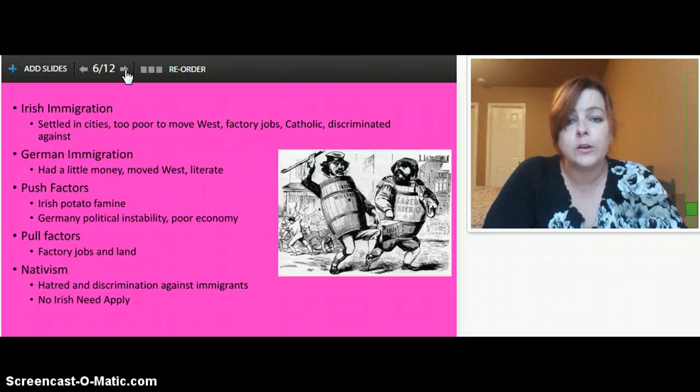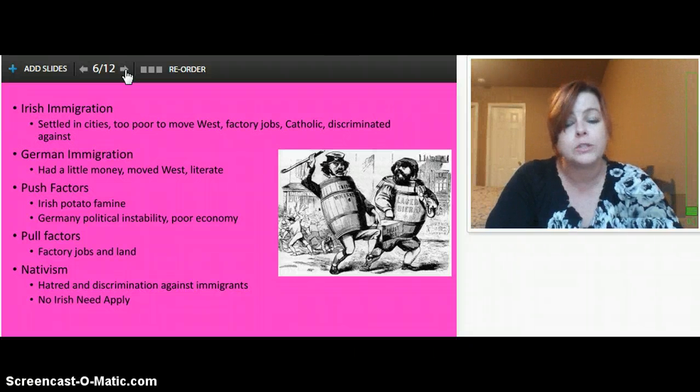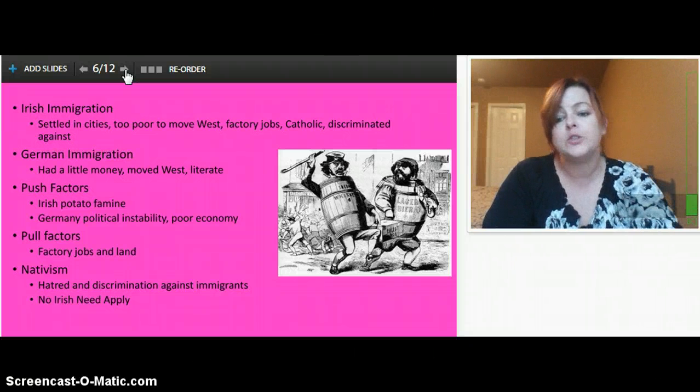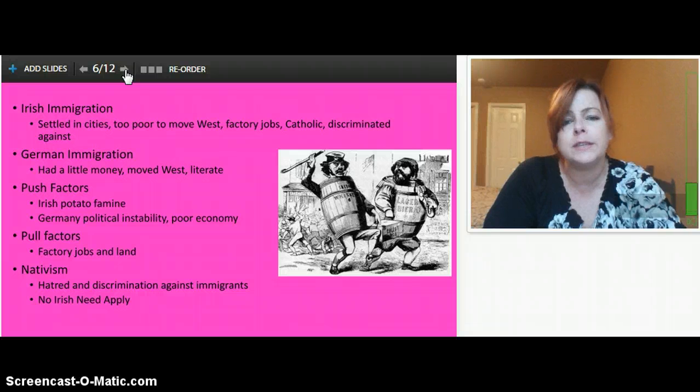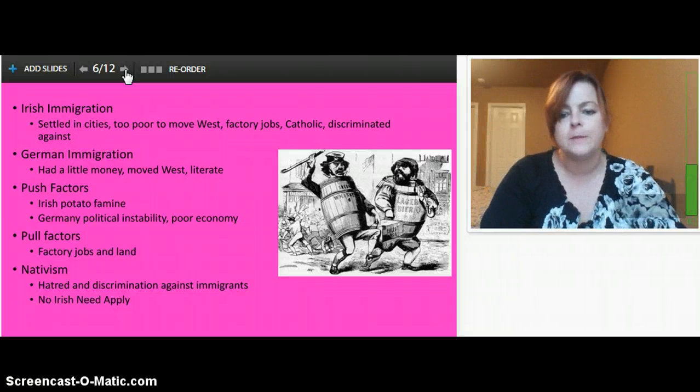Okay, what are the push factors pushing immigrants out of Europe? Well, the Irish potato famine, basically economic devastation, will push the Irish out. And then Germany's got some political instability with its rulers, and then a poor economy. And so they will be kind of pushed to live somewhere else. And then the pull factors, of course, are going to be factories. Not factories, but the jobs, right? Factory jobs. And then, of course, land, right? So we're pulling them with economic opportunity.